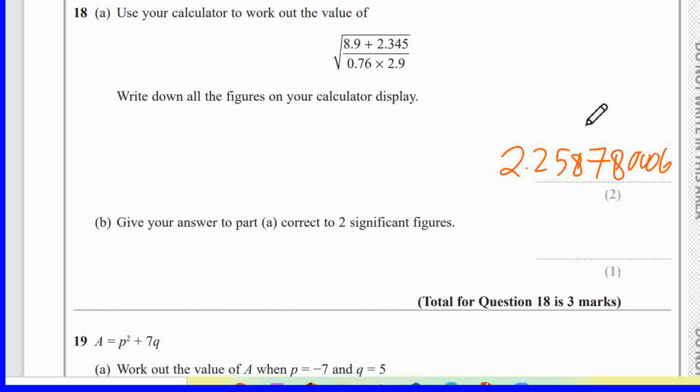If I use calculator, this is what displays in my calculator. Let's go to 18b. Give your answer to part a correct to 2 significant figures. It will be 1, 2, and the next number is 5. Because it's 5, we have to round up the 2. Add 1, it is 2.3.